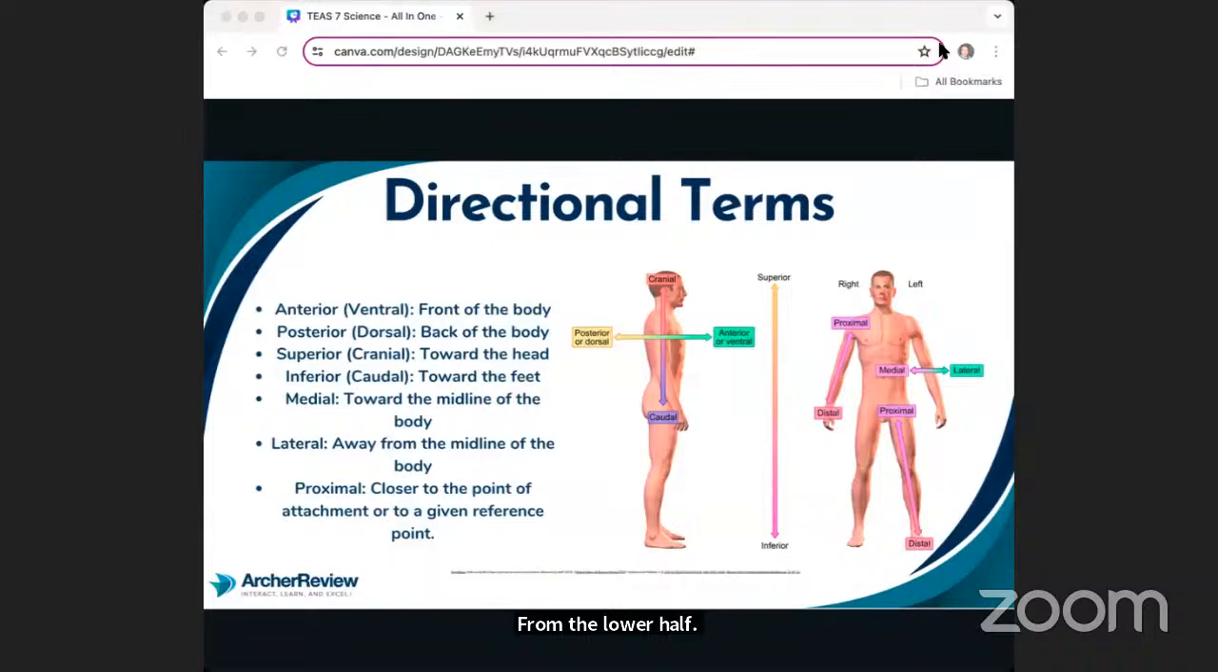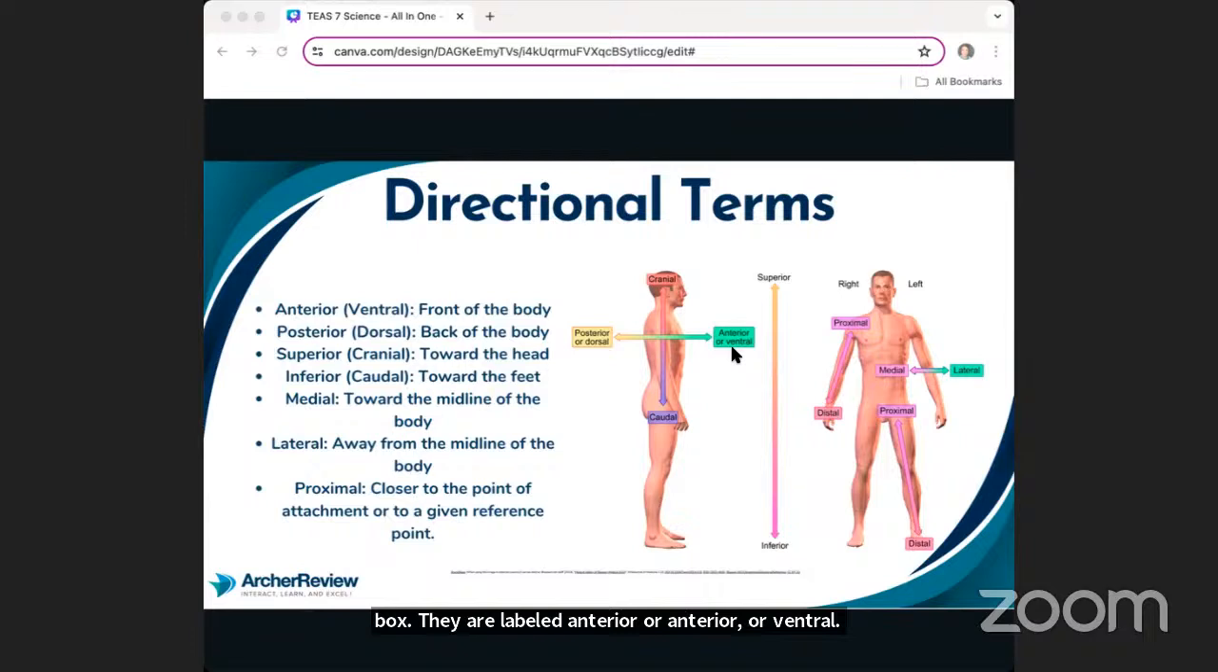And there are other directional terms that go with those planes and procedures. If you hear the word anterior or ventral, these are synonymous. That means towards the front of the body. See that green box there labeled anterior or ventral. It's towards the front of the patient's body.